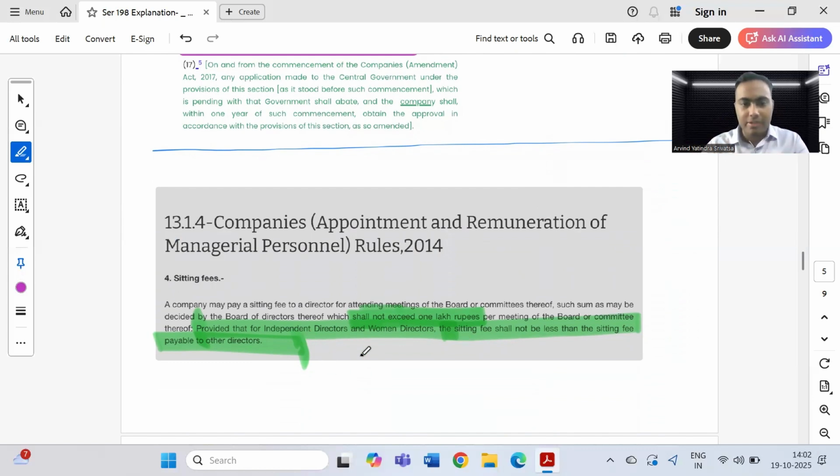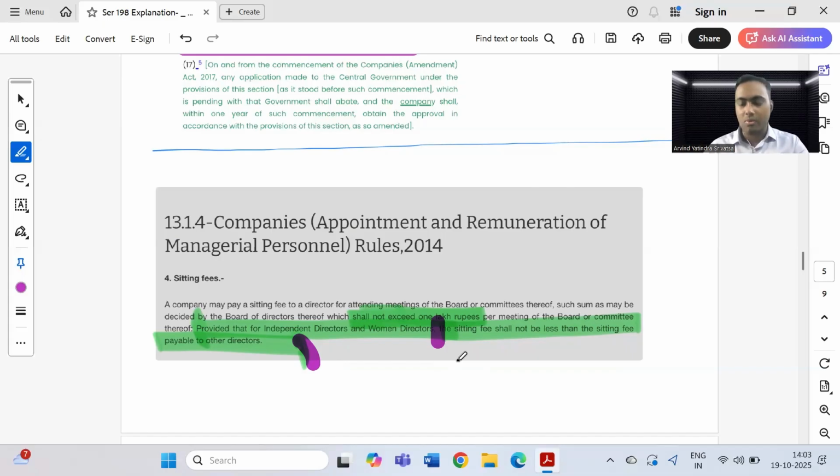Next, provided that for independent directors and women directors, the sitting fee shall not be less than the sitting fee for other directors. Let's say I pay a sitting fee of rupees 90,000 to my MD. But however, I'm paying a sitting fee of only 80,000 to my independent directors and women directors. Is that allowed? No, it's not allowed.